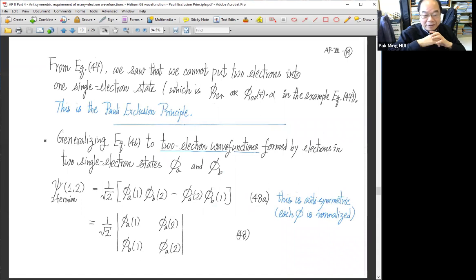Okay? So now, let's generalize this Slater determinant a little bit. In the ground state, we have both spatial part being 1s. But as you already anticipate, it works for any two different states, right? So I have 1s up, which is different from 1s down. So I have two different states. Let's label it A and B.